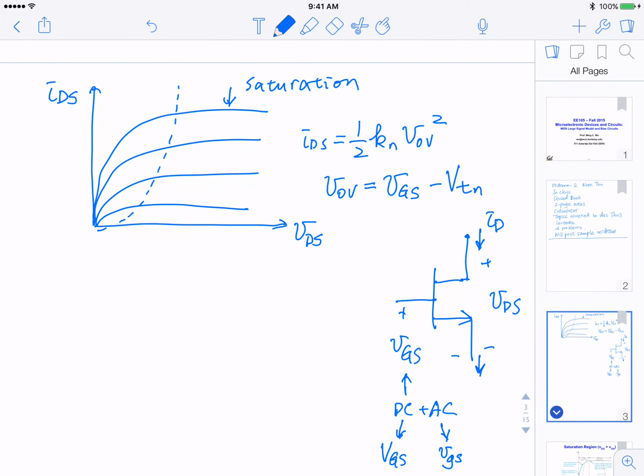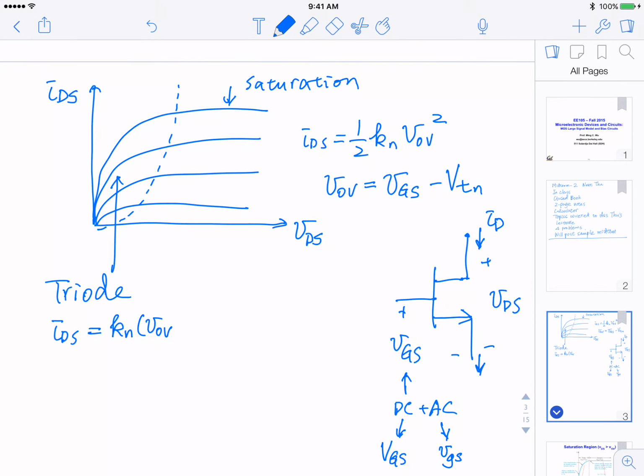And on this side, this is what we call the triode region. The name stems from vacuum tubes. I will not bore you with the physics of vacuum tubes. So in the triode region, IDS is a little bit different. It's Kn times V overdrive times VDS minus 1/2 VDS squared. So it's a parabolic curve, okay?